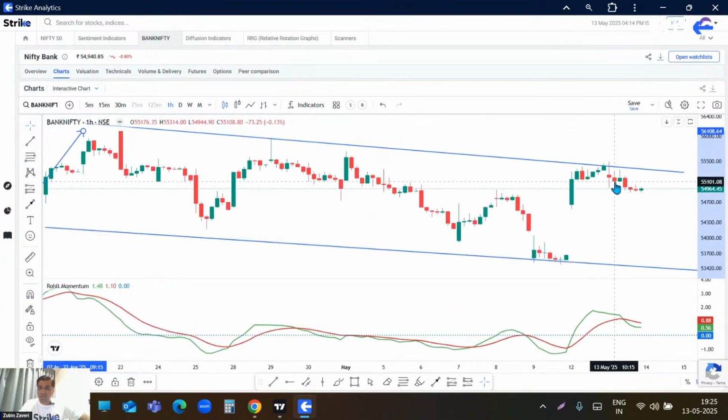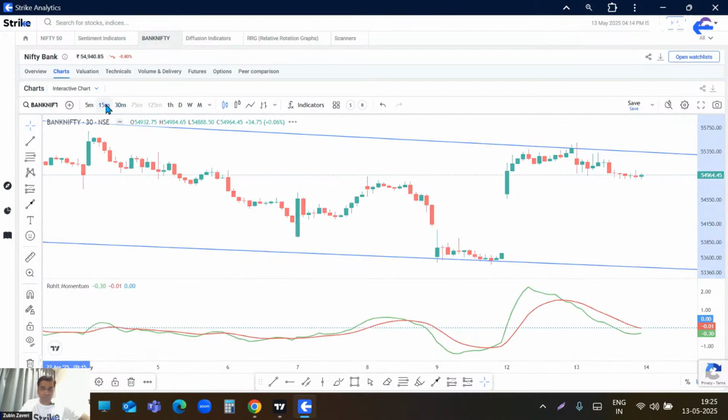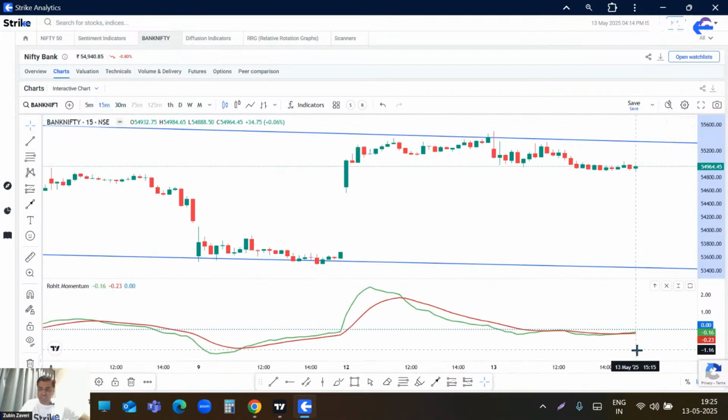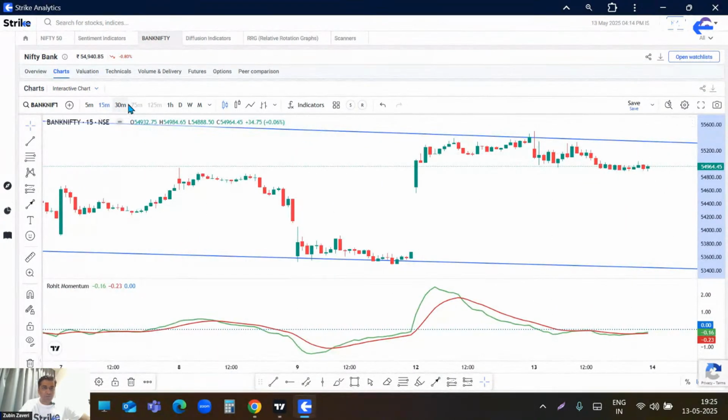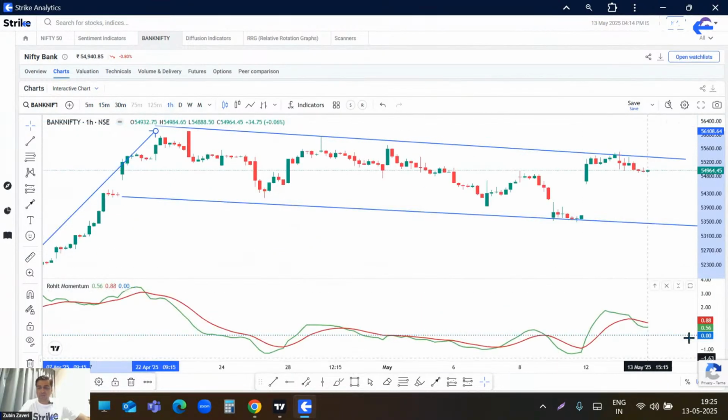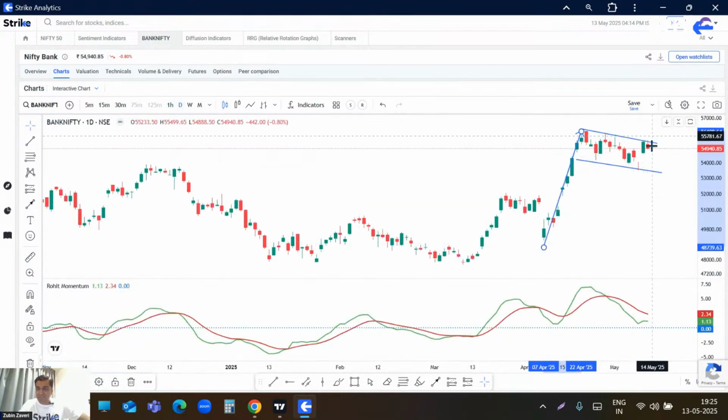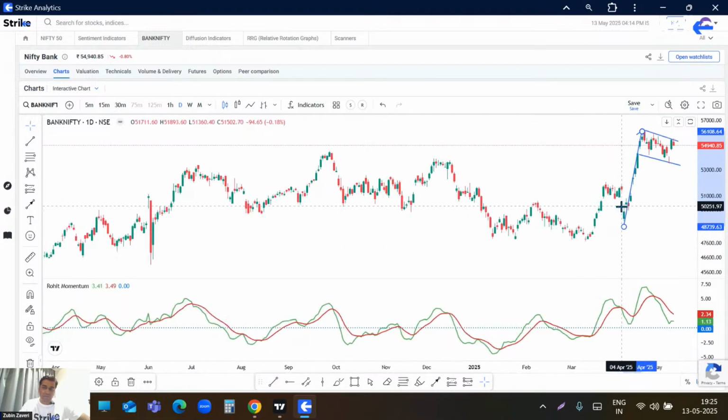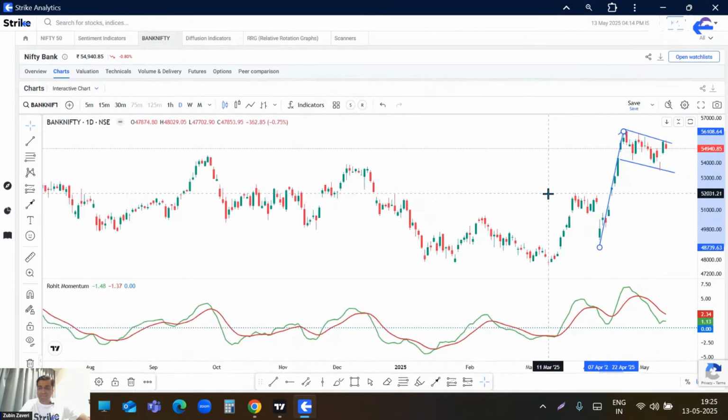On the hourly chart, it's in a sell mode, and on the 30-minute time frame as well. The 15-minute time frame has just turned a little bit positive, so we'll have to wait, at least on an hourly time frame chart, let it come up, and on the daily time frame chart, let it give a breakout and sustain above 55,456 levels. And then, Bank Nifty is something which can lead Nifty.